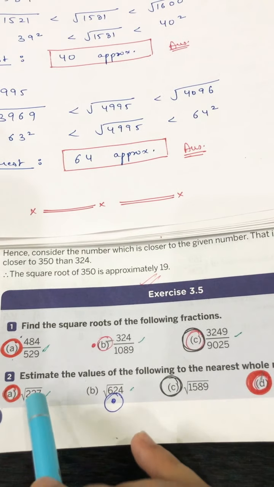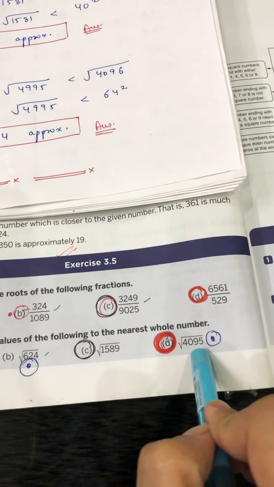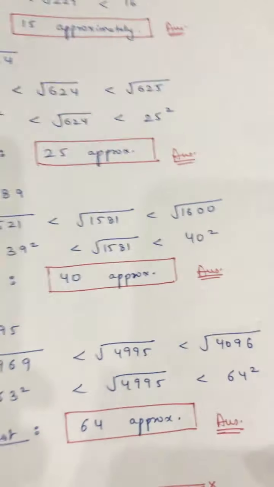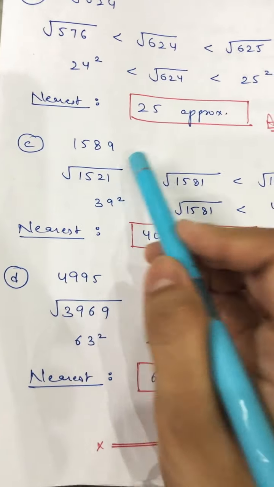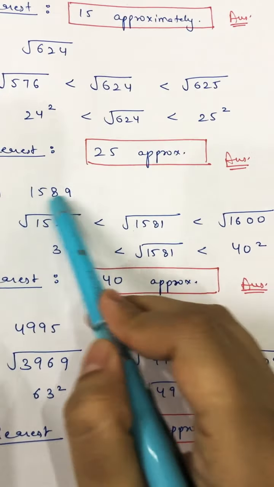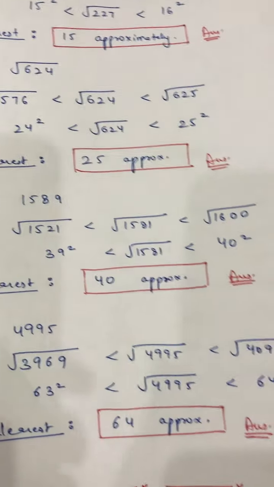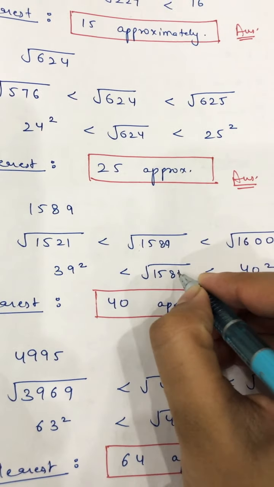I am going to explain these two parts again, which we have discussed in the class. Now part number C is 1589 and part number D is 4995. You have to see that this 1589, oh sorry, one mistake is there.